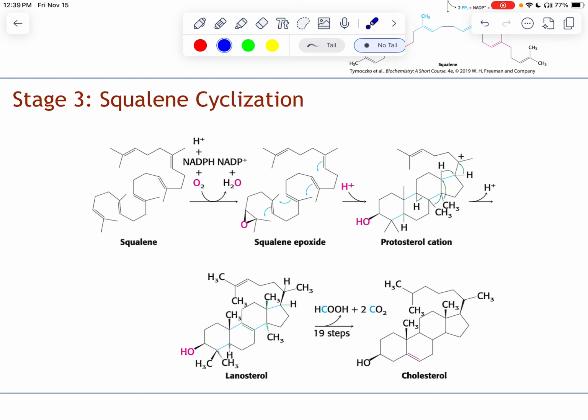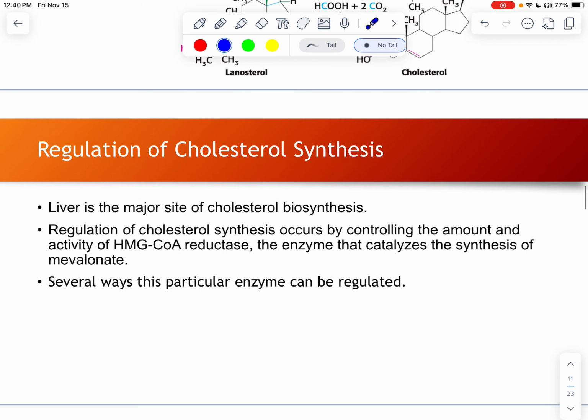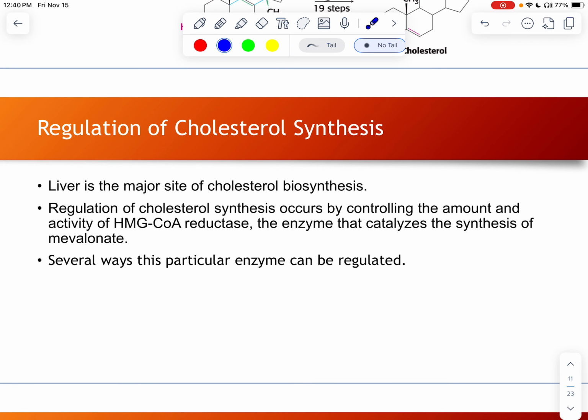What we really want to talk about is regulation of synthesizing that cholesterol, because if we can regulate it, that gives us potential to help people who have high cholesterol. Again, the liver is the major site of cholesterol synthesis. It can be synthesized in other cells, but the liver is the major site. Regulation of cholesterol synthesis occurs by controlling that regulatory enzyme I pointed out earlier, the enzyme that activated our starting material and gave us that mevalonate.